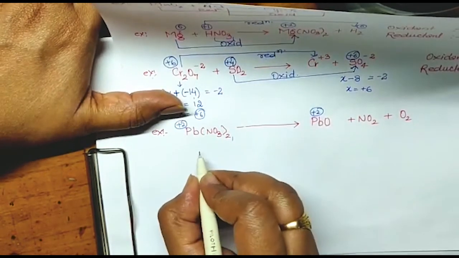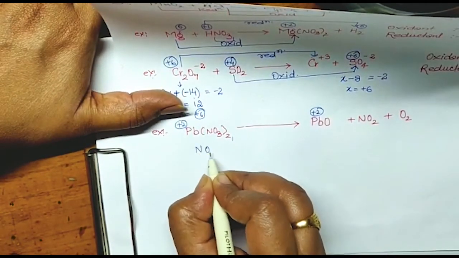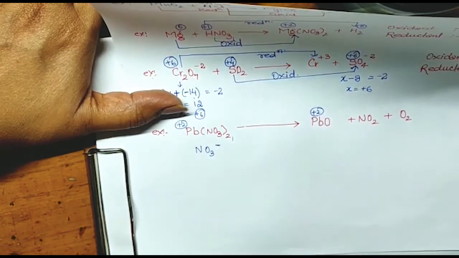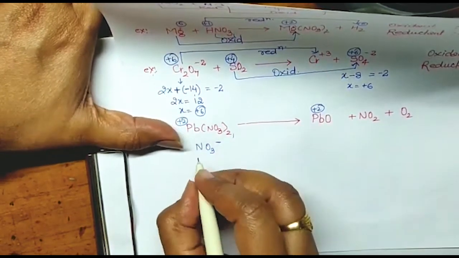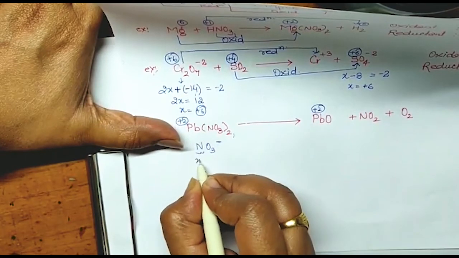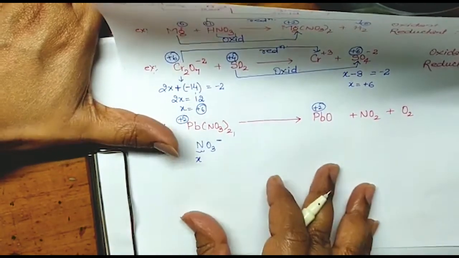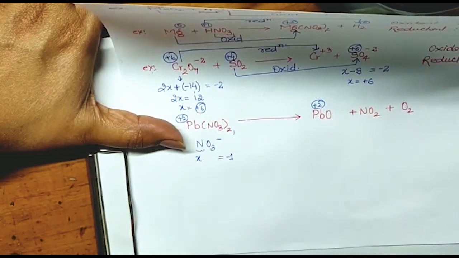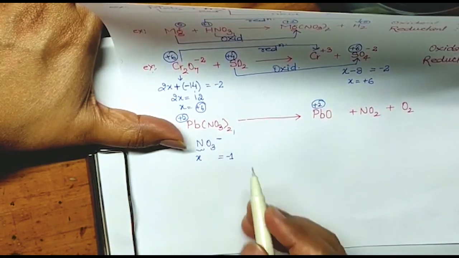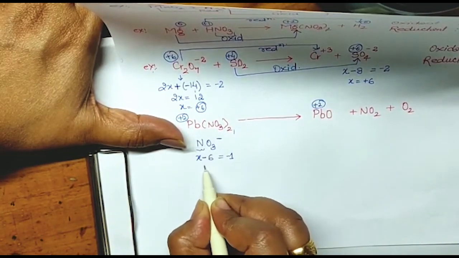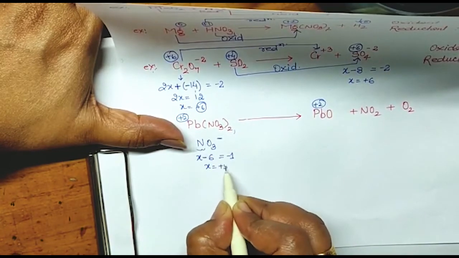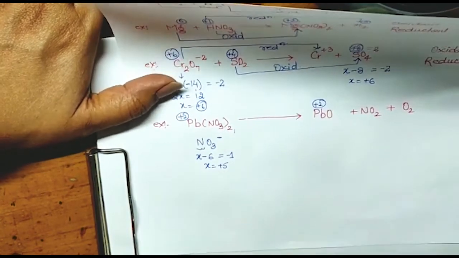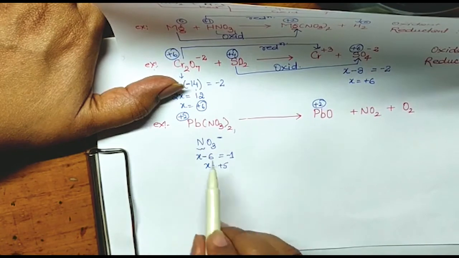NO3 will have a minus charge. So find the charge on nitrogen here. Suppose that it is X, we don't know. The total charge is minus 1, isn't it? And 1 oxygen has minus 2, so 3 oxygen will have minus 6. So this X will be equal to plus 5. Got it? Are you getting it? How to find the charge?